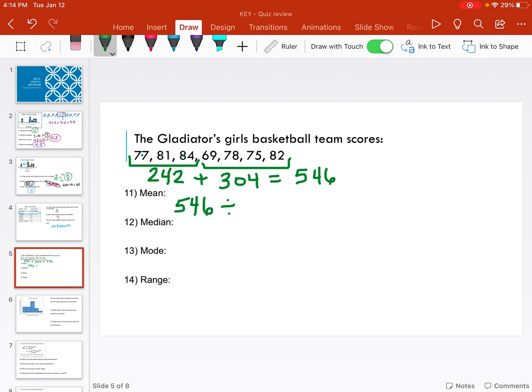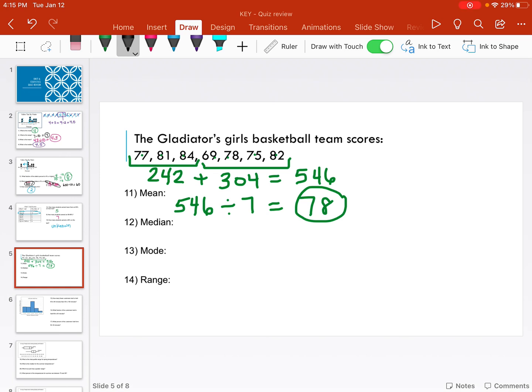So 1, 2, 3, 4, 5, 6, 7. So 546 divided by 7, use my calculator, and I get 78. So their average score was a 78. Now let's find the median.